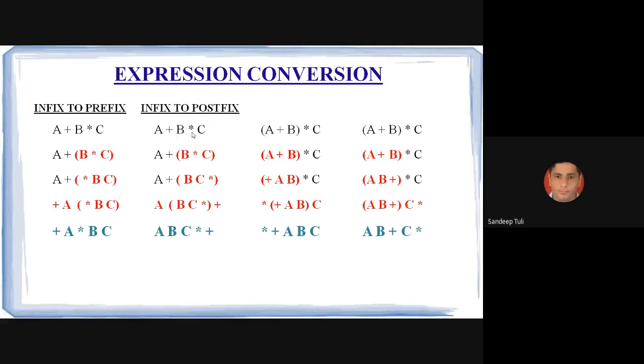What did we do? First of all, again the same. We find out the highest priority operator, which is this multiply. Then we make the postfix of b asterisk c, that is bc star, and now this is x. Considering that it is x, it is a plus x, which will be converted into ax plus. So it is now a b c star plus.